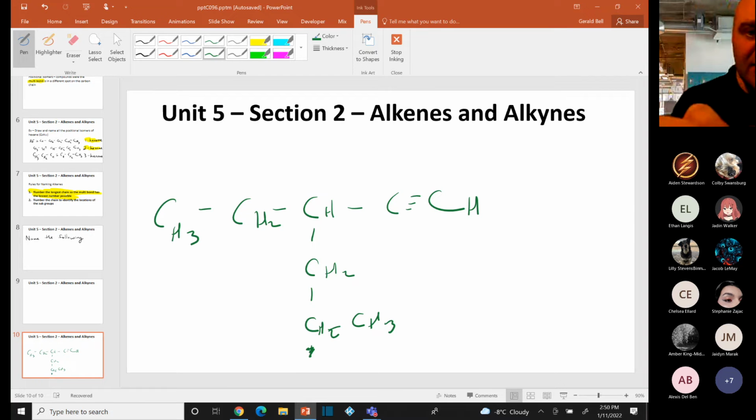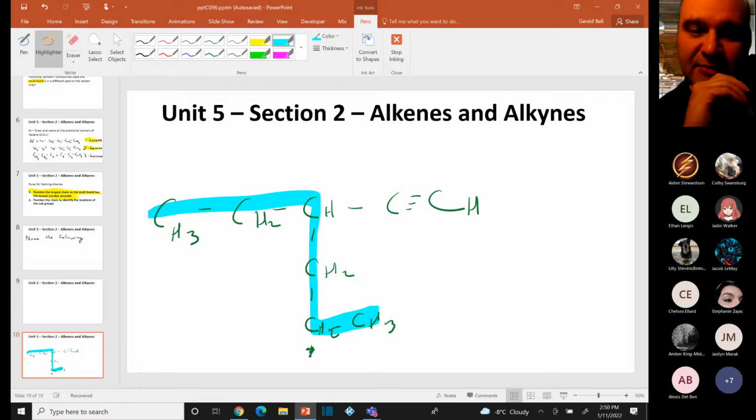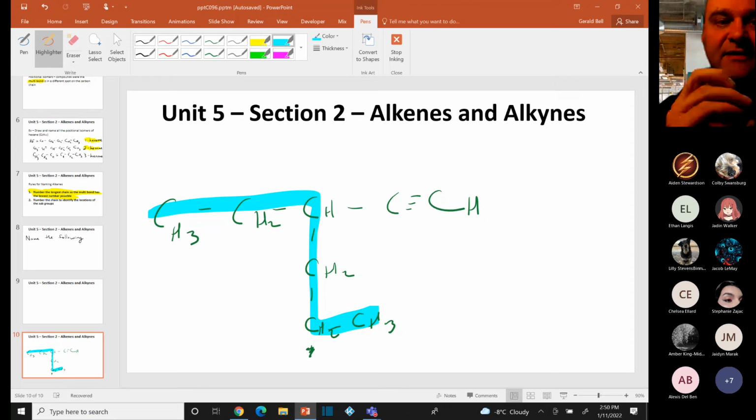So I guess we could actually have 6 carbons in a row if we go across and down. If we did that, we'd have 1, 2, 3, 4, 5, 6 carbons. So that's a 6 carbon chain. The problem is that it doesn't have the multi-bond. So that one we just drew is incorrect.